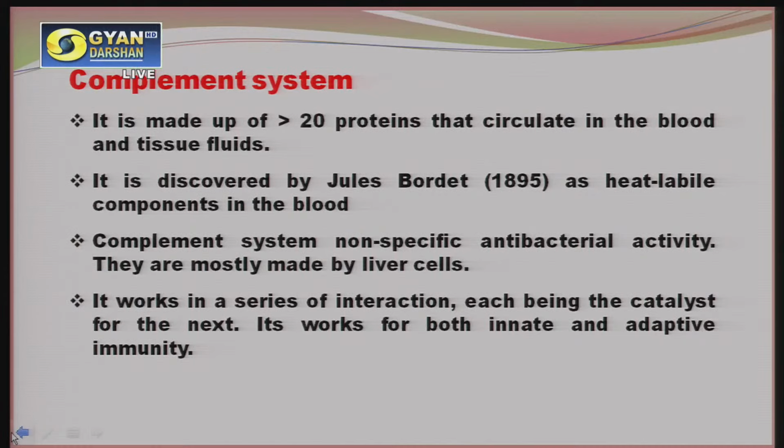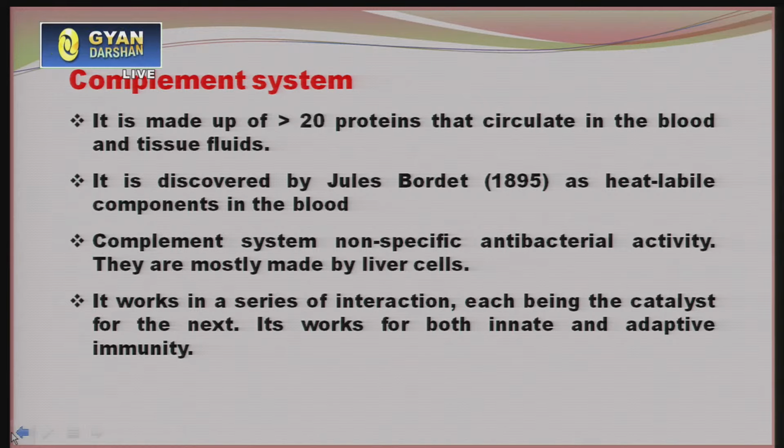Complement system. It is a very important system that can clear infections. Basically, it is made up of more than 20 proteins that circulate in the blood and tissue fluid. It was discovered by Jules Bordet in 1894, and it is a heat labile component in the blood.